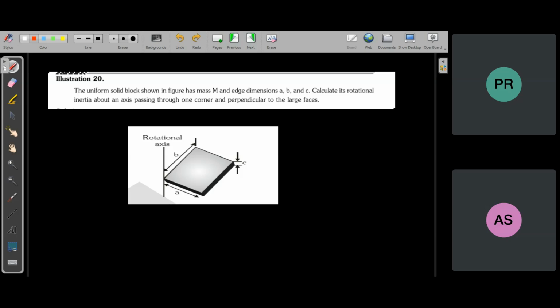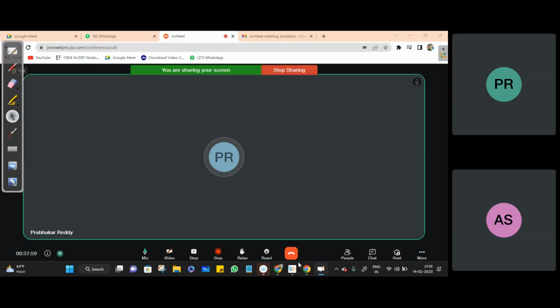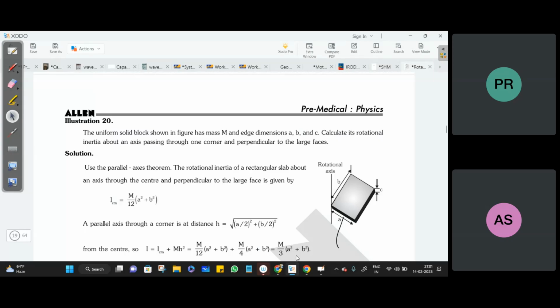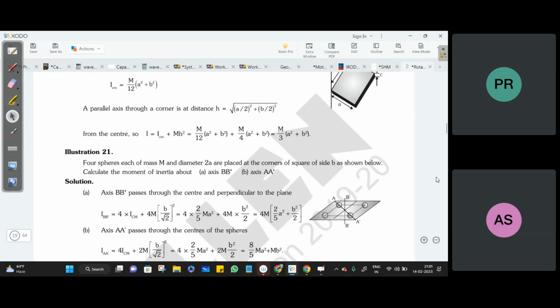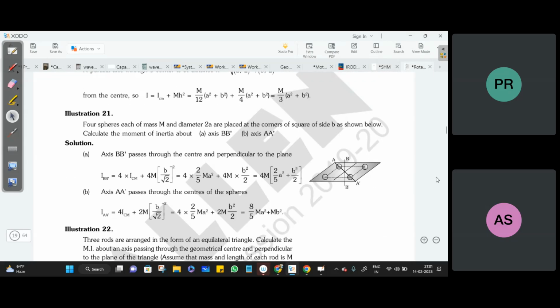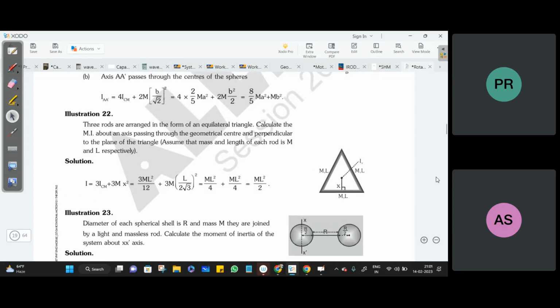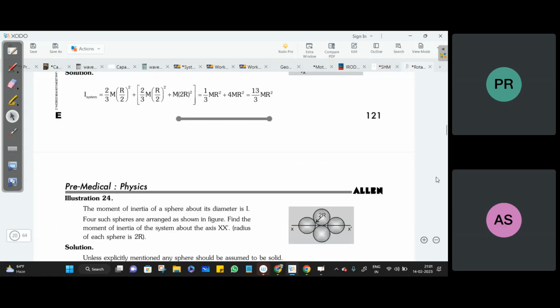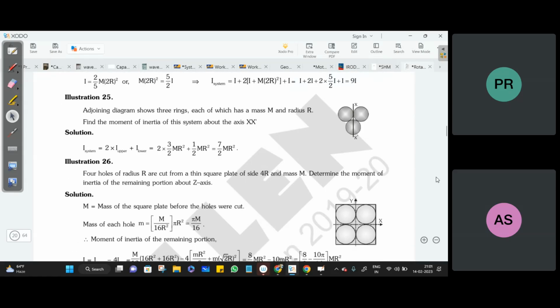Am I trying to explain this? M by 3 into a square plus b square. I think that should be correct. M by 3 a square plus b square. Correct. So you used the perpendicular axis theorem and calculated about both the sides, right? Yes, sir. Okay, so like that, this can be done.